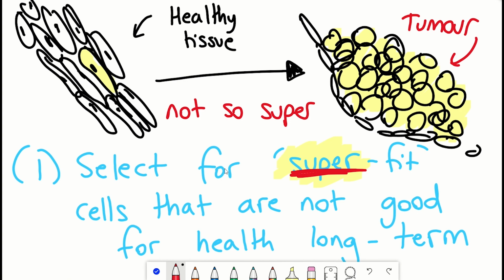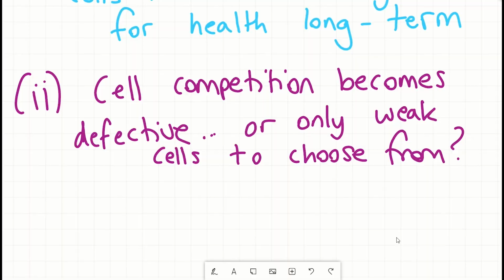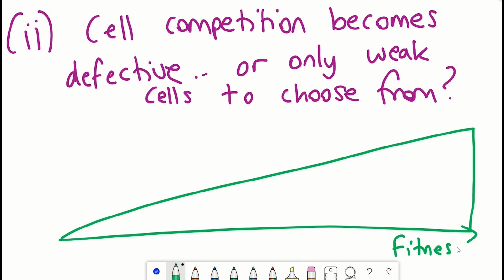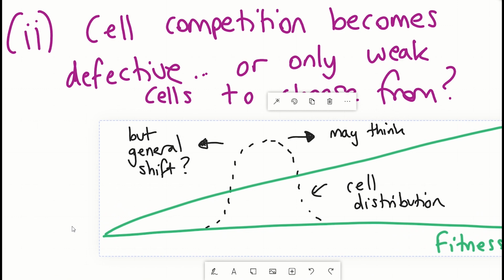Not good. But speaking of super, this leads me on to my next point about why we don't get fitter cells with age. If everybody's super, no one will be. Comparisons and differences in fitness levels are required for cellular fitness to occur. So if all of the cells are less fit, then well, total tissue fitness will still go down, even if there is still some form of cellular competition.